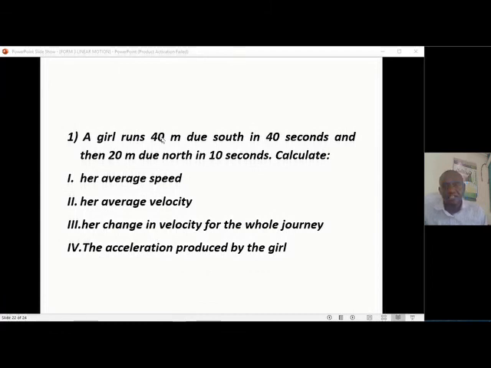A girl runs 40 meters due south in 40 seconds and then 20 due north in 10 seconds. Calculate her average speed, average velocity, the change in velocity of the whole journey, and the acceleration of the girl. If you get to do that exercise, our next lesson will be our second objective, on experiments on how to determine velocity and acceleration.